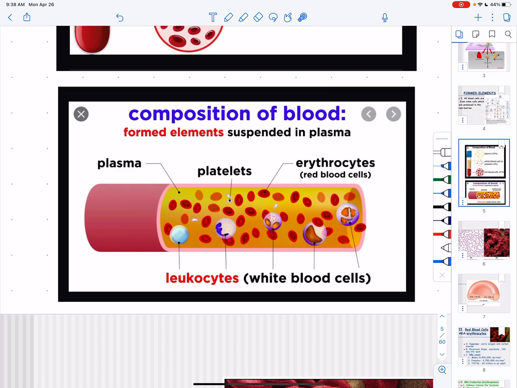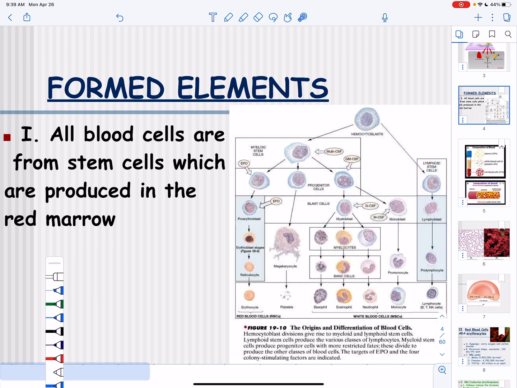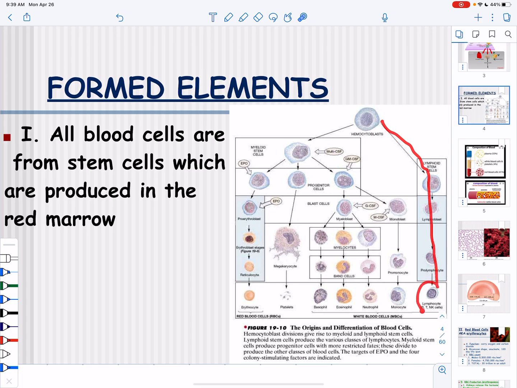So we're going to, again, focus right now on these red blood cells. And notice this hemocytoblast here at the top. That is the stem cell that it's going to be in your red marrow. And it is going to, through chemical signals, decide, does it need to come this way and make one of these parts here? Notice the arrows split right here. Or is it going to go this way and make a lymphocyte?